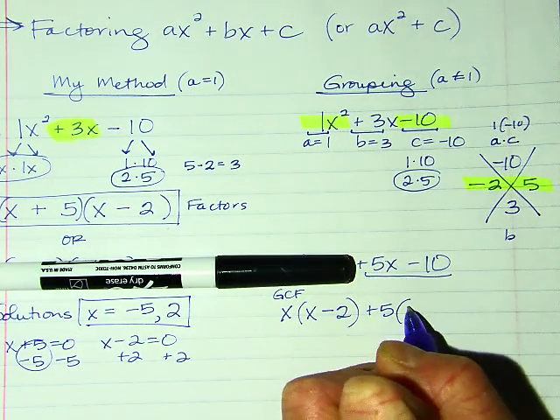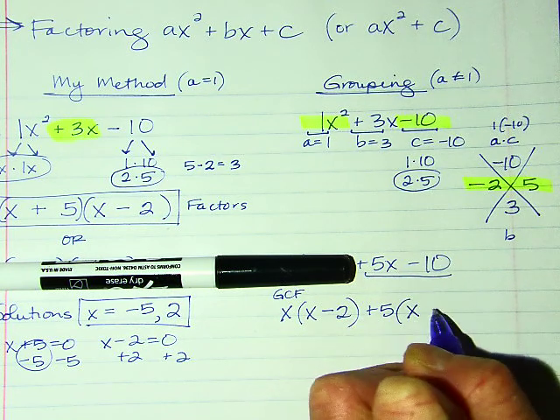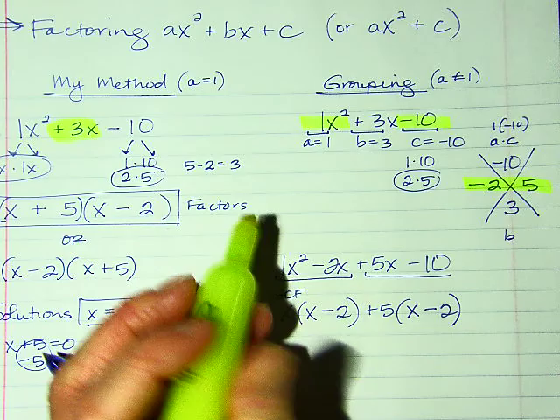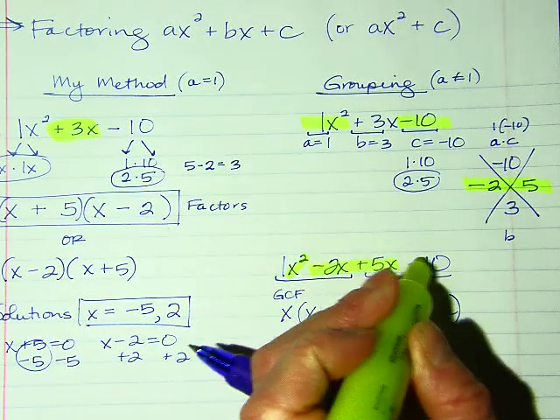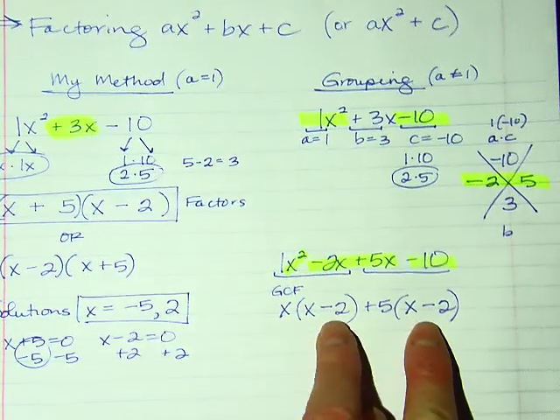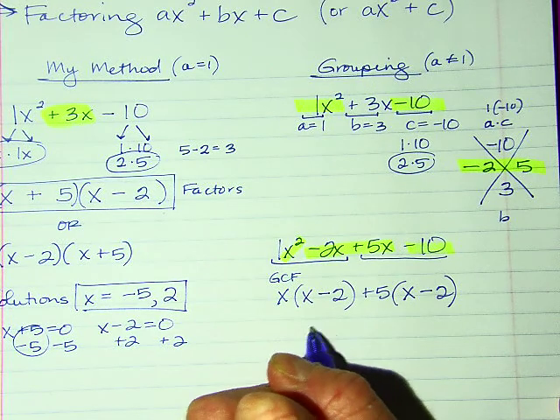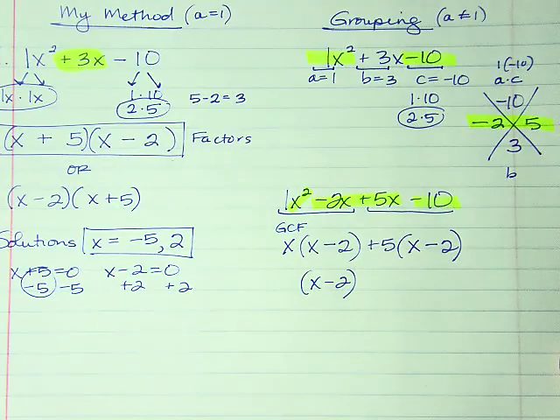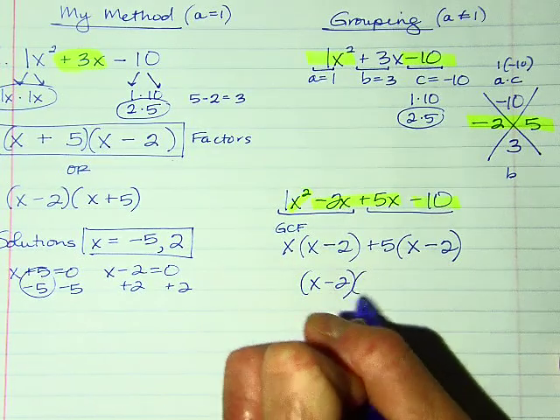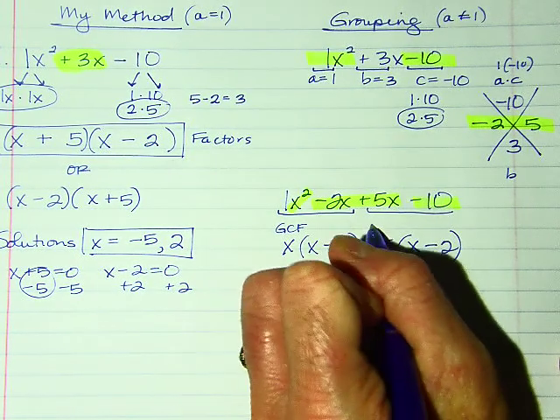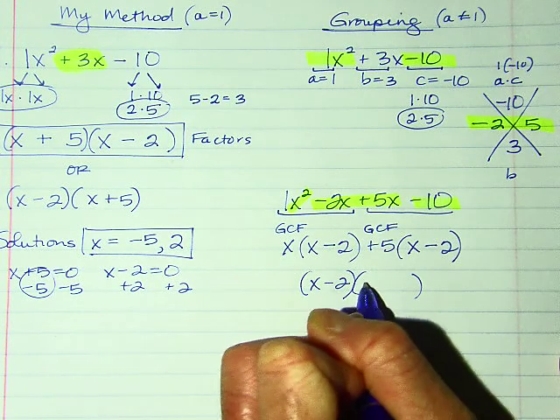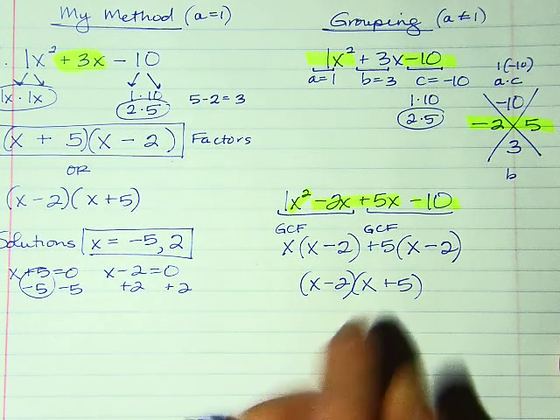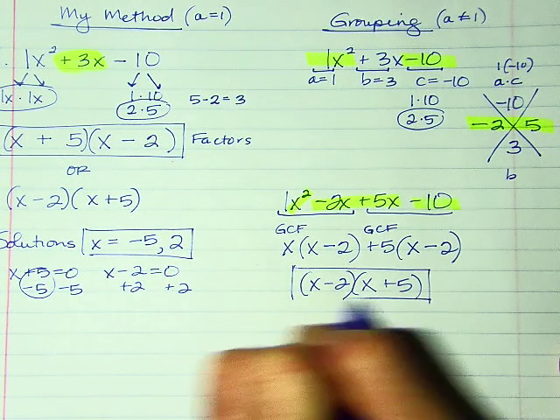5x divided by 5 is 1x. Negative 10 divided by 5 is negative 2. Now, notice that these are the same. So I'm going to write one of the twins. The other factor should be the GCFs that I took out: the first GCF, the second GCF. Always start your factor with the x's. So those are my factors.